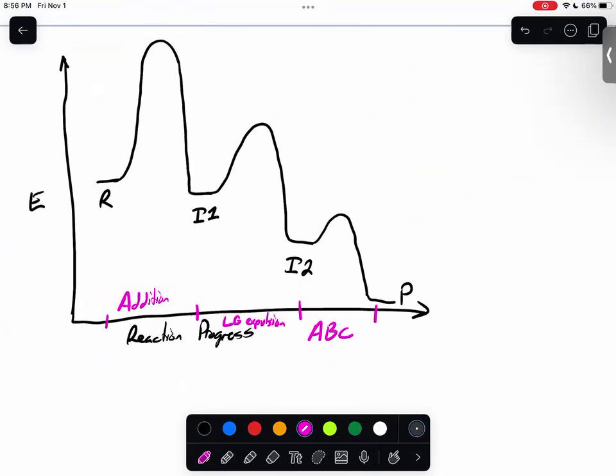But then once you do the quenching step, you can imagine that you would go to what is essentially I2. So this is where you land after quenching.